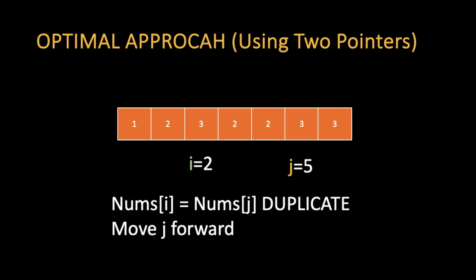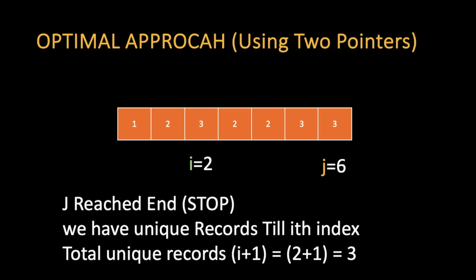Now again we will check for a condition, nums of I is equal to nums of j. Yeah, 3 is equal to 3, because nums of I is having 3 and nums of j is also having 3, so they both are duplicate. Then we will not do anything, we will again move forward. Now j will become 6. Now we can see j has reached the end of the array. As soon as we hit the end of the array, we will stop.